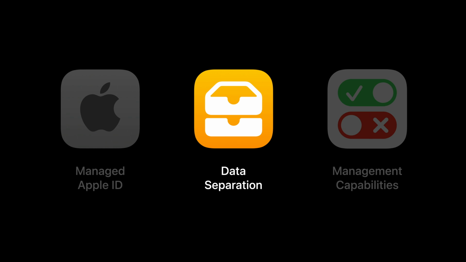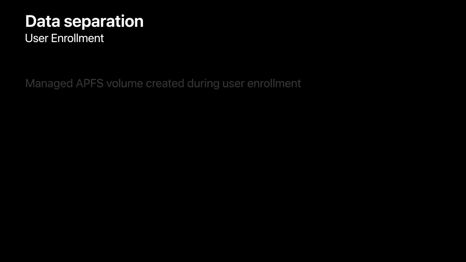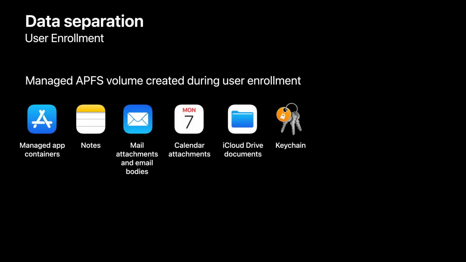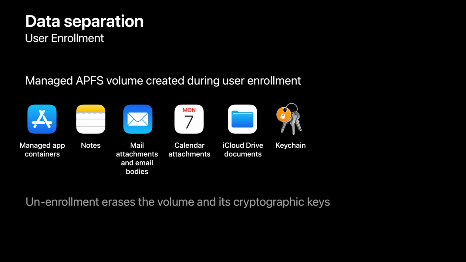The second is data separation. During enrollment, a separate APFS volume with different cryptographic keys is created. Data from managed apps and managed accounts is kept securely on this volume, away from personal content. When the device unenrolls from management, the volume and the cryptographic keys are erased.